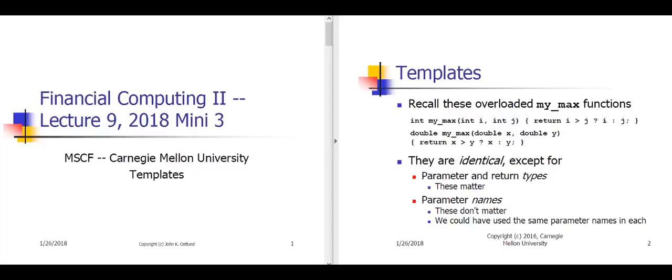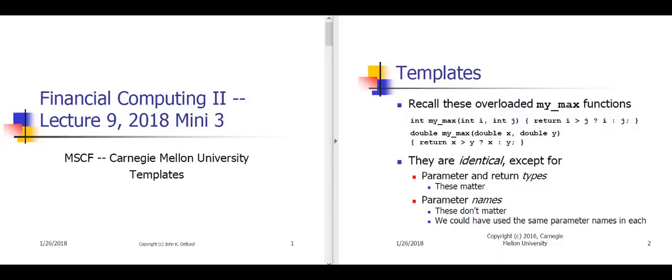In Lecture 9, we're going to take a look at templates, which are ways of defining patterns of related functions or patterns of related classes that just differ from each other in terms of some data types and perhaps some integer constants. Here on slide 2, we have the mymax function overloaded. In one case, mymax receives two int parameters and returns an int value. And in the other case, mymax receives two double parameters and returns a double value.